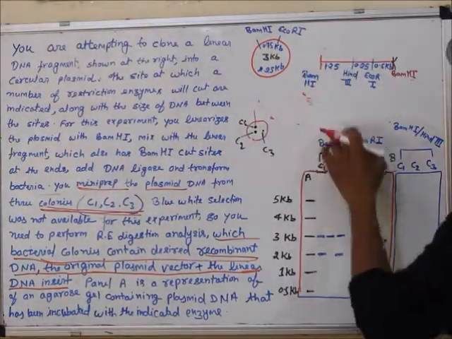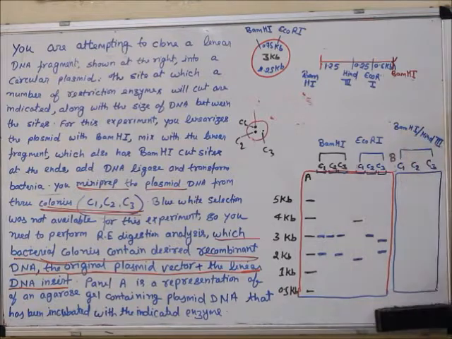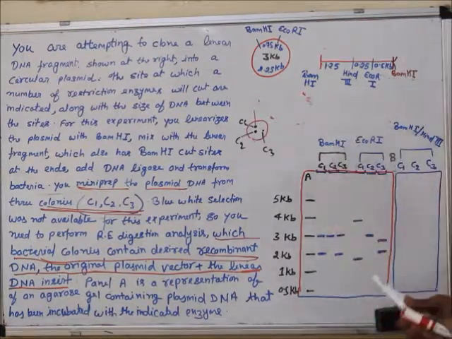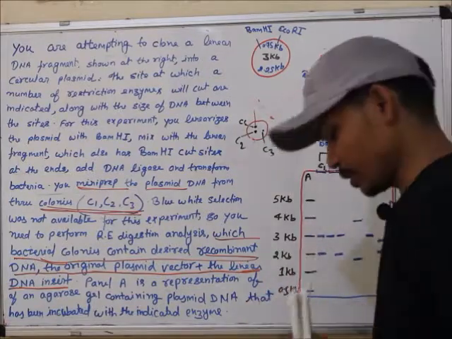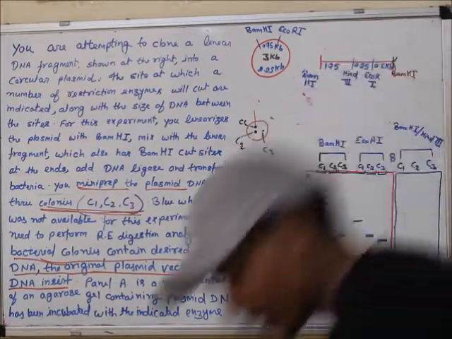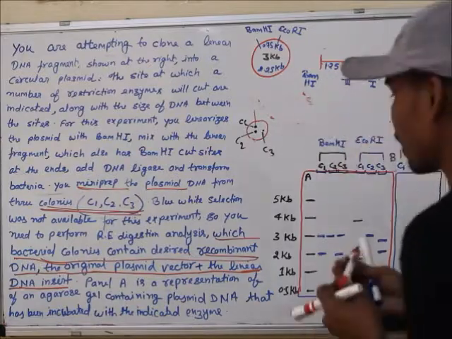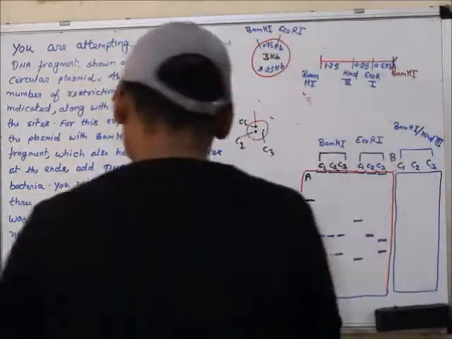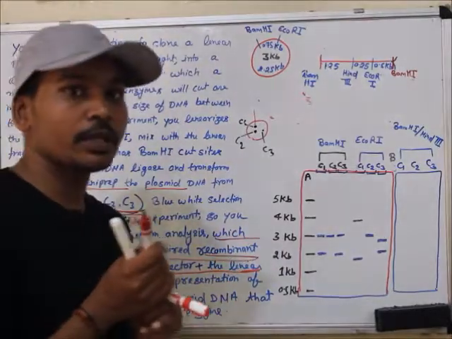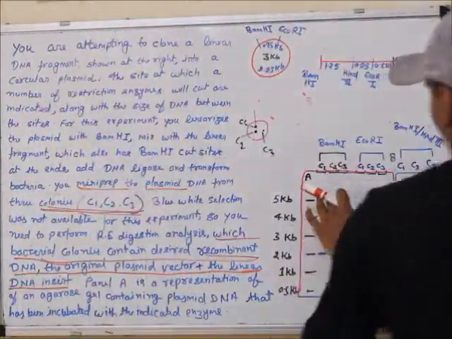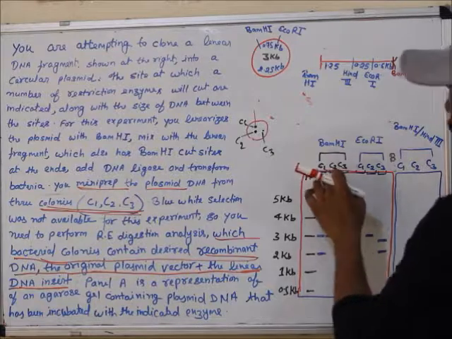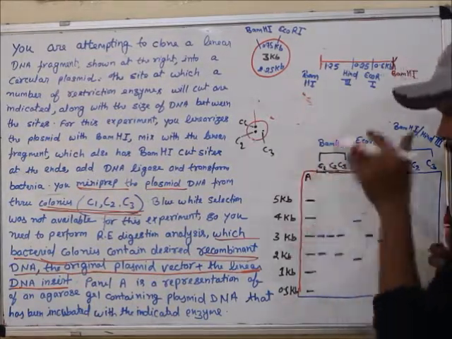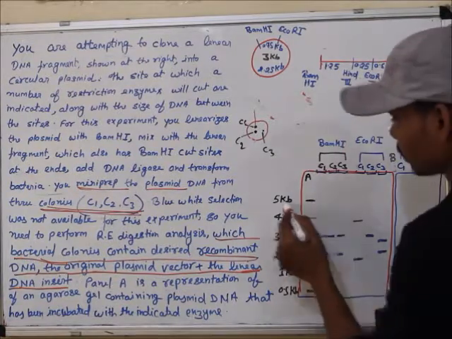Incubated with the indicated enzymes, BamHI first, EcoRI first. Okay. So the question says, after isolation of the plasmid, the restriction digestion analysis was performed, and the digestions obtained from the different C1, C2, C3 colonies were run on the gel. That is a marker.